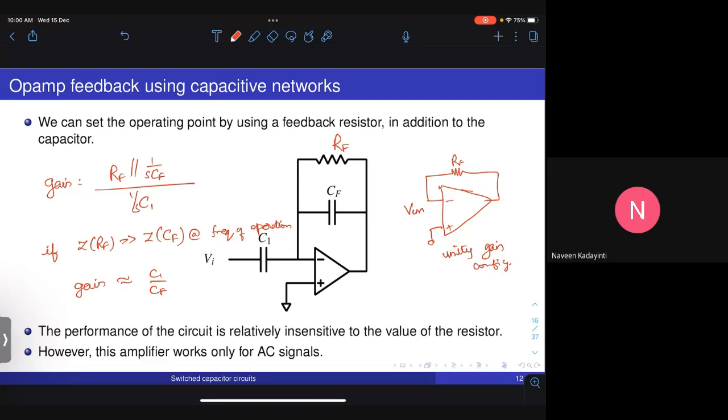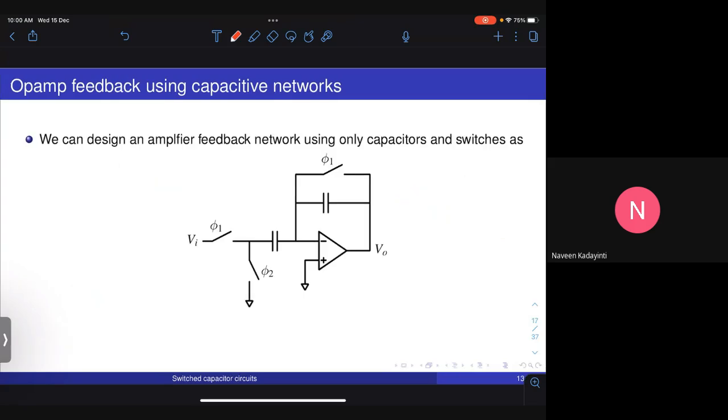However, note that this amplifier will work only for AC signals. It won't work for DC. So it doesn't solve all our problems. If you have to amplify only AC signals, and if you can somehow put a large resistance, it will work. But this is again not practical. The whole argument of today's session was we cannot make large resistors in CMOS. So can we use some kind of switched capacitor network to do this?